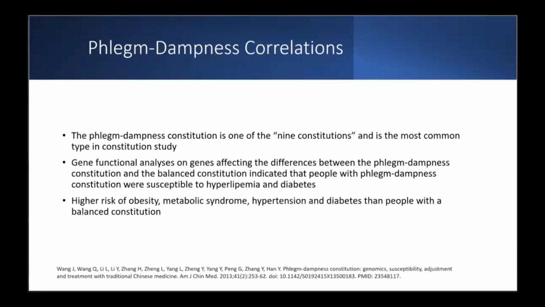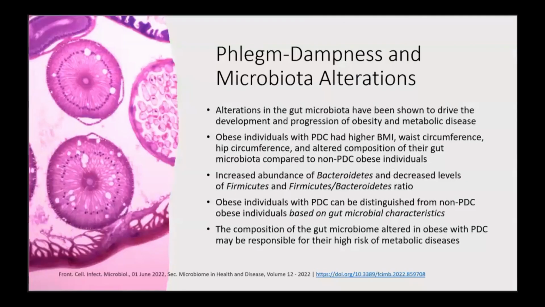Phlegm dampness constitution is one of the 9 constitutions, the most common type in constitutional study, because it's so associated with mortality, morbidity. You've got a higher risk of obesity, metabolic syndrome, hypertension, and diabetes than people with a balanced constitution, right? Gene functional analyses now predict that people with phlegm dampness are susceptible to hyperlipidemia and diabetes. So you can see now there's certain genes associated, certain lipids, certain microbiota. Very interesting stuff.